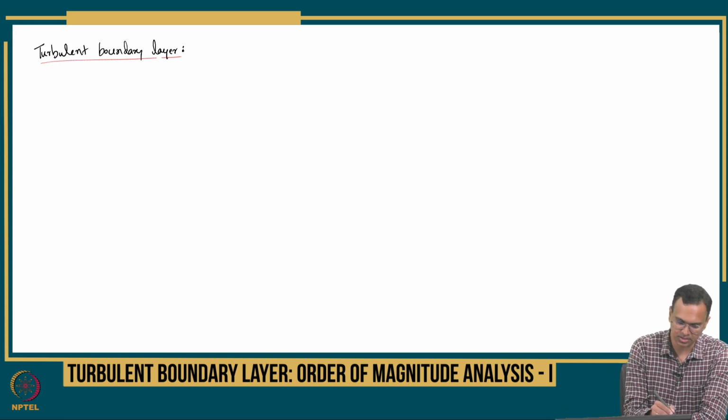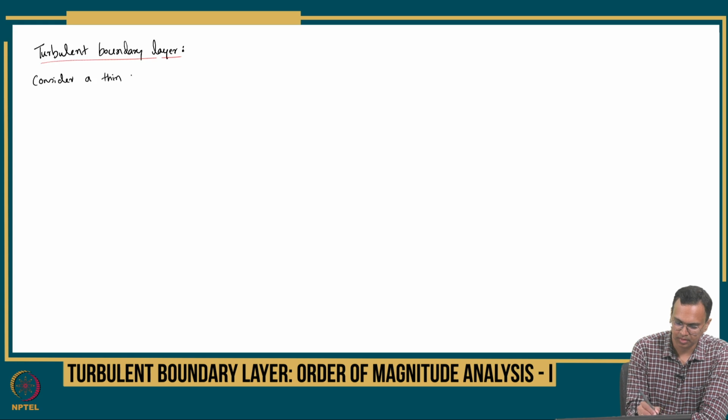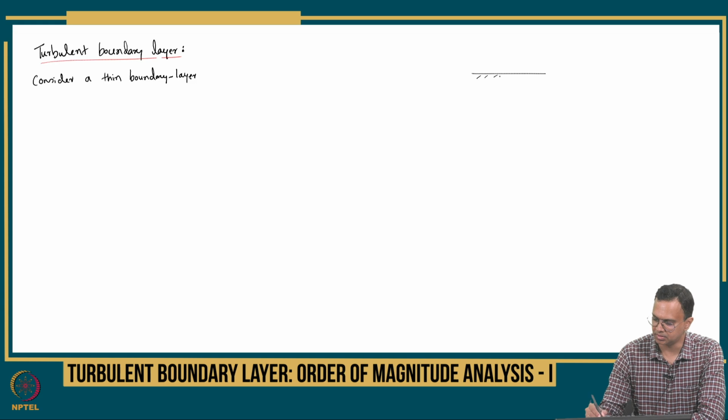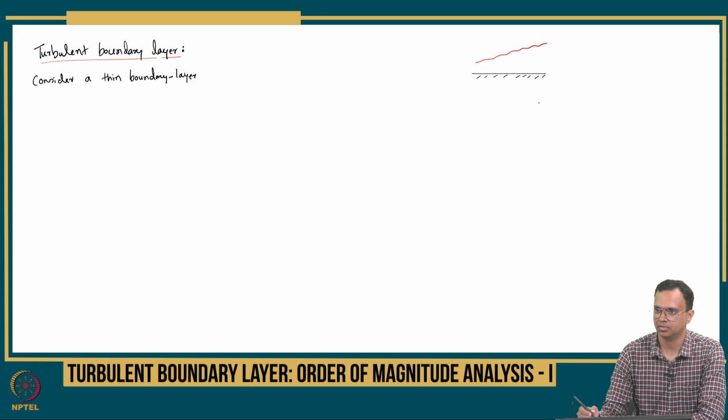Okay. So first I would like to consider a thin boundary layer. It could be a thin shear layer also. What this thin boundary layer means is that we would need two length scales. Let's say this is a wall, an infinitely long wall, and then we have this boundary layer growth. So let's say this is our growth of the boundary layer.